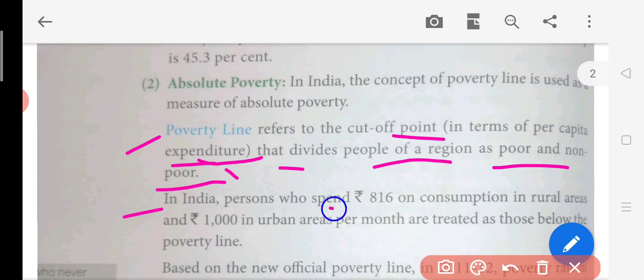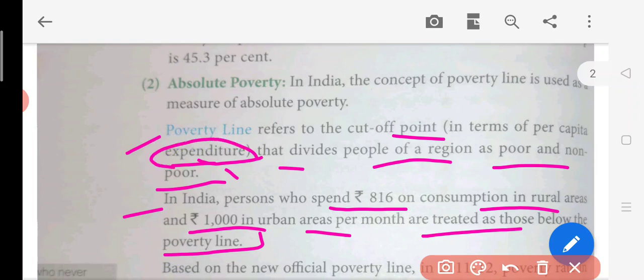In India, a person who spends rupees 816 on consumption in the rural areas and 1000 in urban areas per month is treated as below the poverty line. So this is done on the basis of expenditure. How are you going to say that a person is poor or not? According to the expenditure pattern, how much expenditure he is doing. If a person is not able to spend rupees 816 in a rural area, he will be considered poor. Similarly, in the urban area, if he is not spending more than 1000, he is again below the poverty line in urban areas, meaning शहर में.